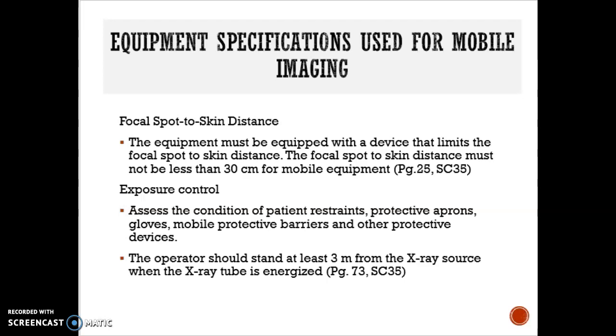Now, how do we control the exposure when it comes to mobile imaging? We have to assess the condition of the patient restraints, the protective aprons, gloves, mobile protective barriers, and other protective devices. And the operator, to protect themselves from unnecessary exposure, should stand at least 3 meters from the X-ray source when the tube is being energized. Once again, to verify, please go to the Safety Code 35. That information is found on page 73.